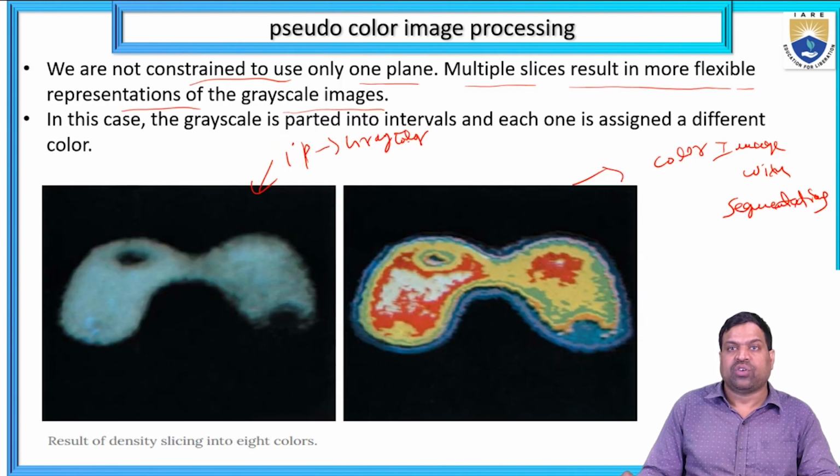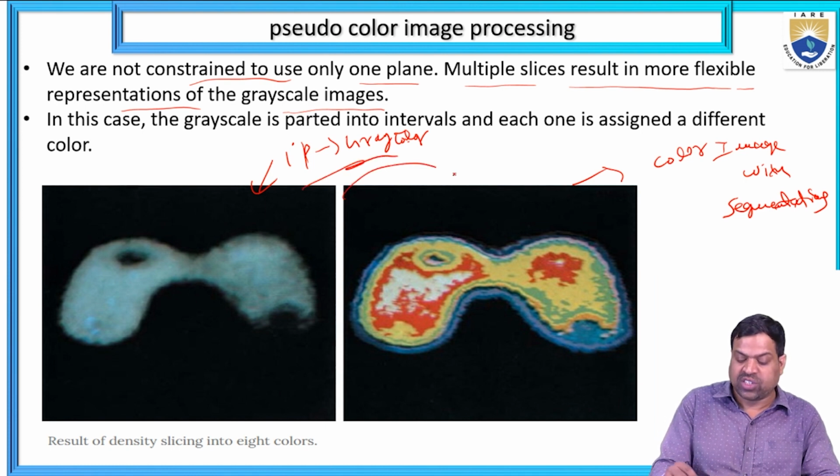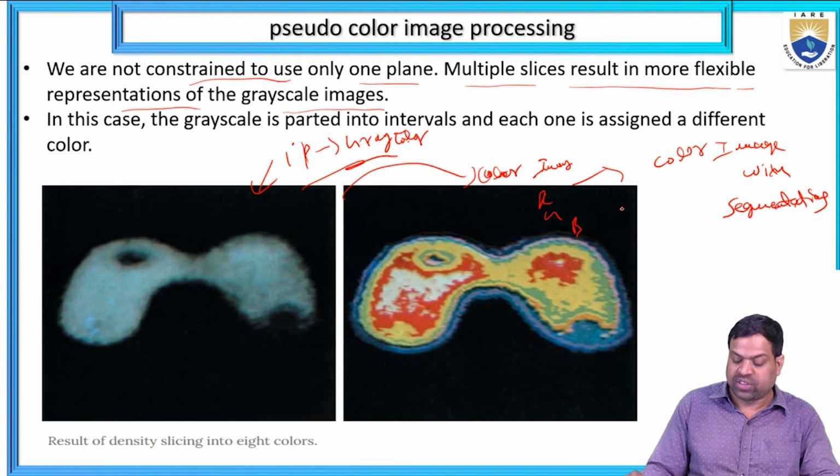And here we are not constrained to use only one plane. Multiple slicing results in a more flexible representation. The grayscale is divided into intervals, and each one is assigned a different color. So the input gray image is converted into the color image, with red, green and blue colors added.